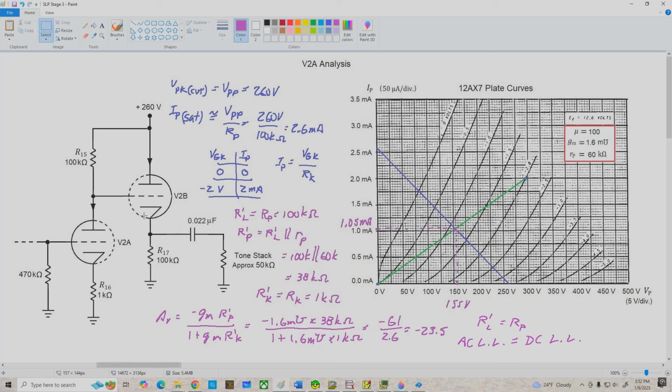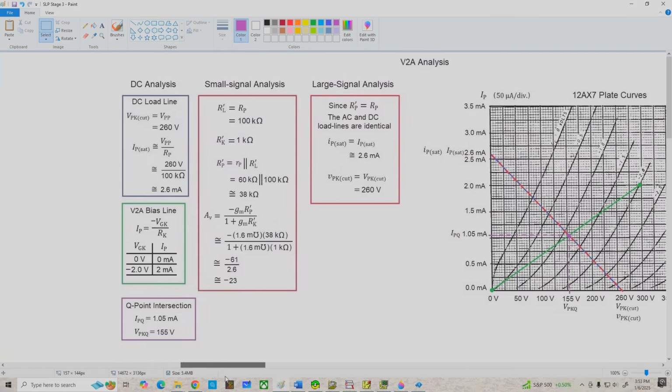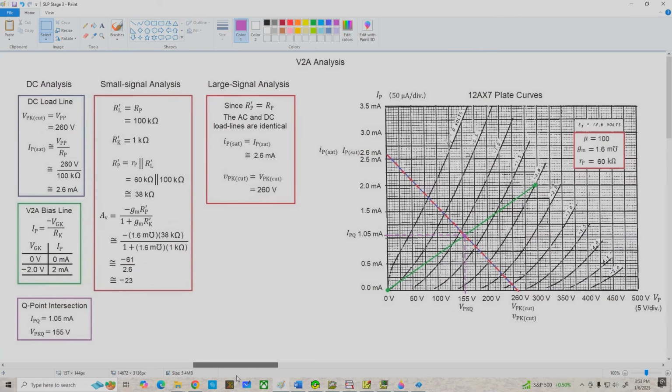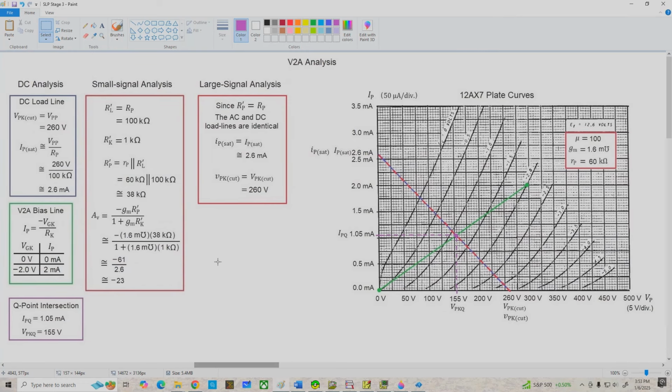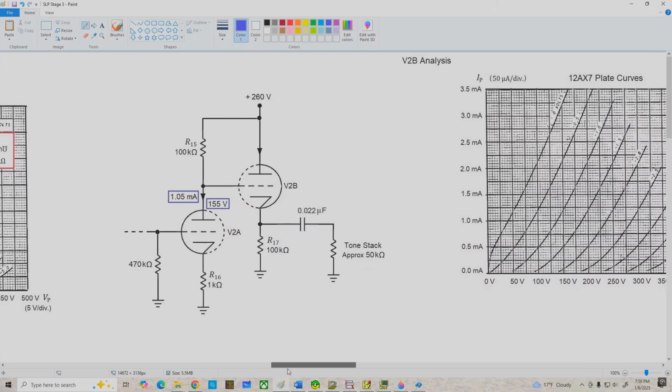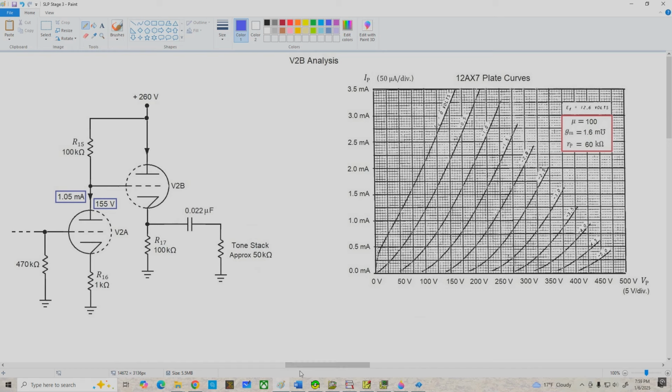Next, we're going to analyze the second half of this amplifier, but before we do that, let's just go on over and look at the condensed version of what we've covered so far, and here it is. I'll pause here for a second or two so that you can do a screen capture or look at this a little bit more closely. And now let's go on and take a look at the second half of this circuit.